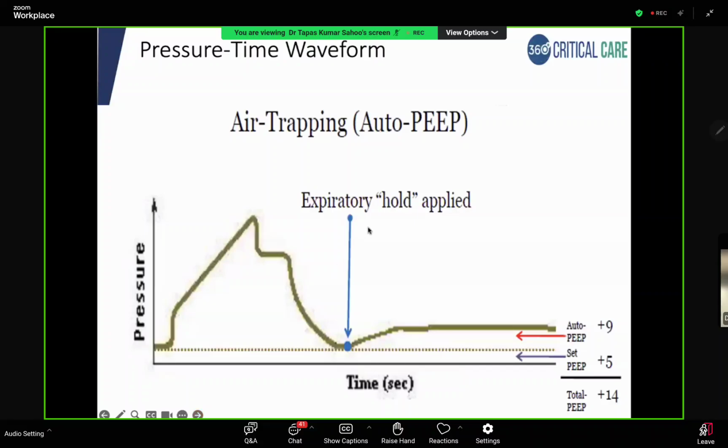Now here, when I am doing the expiratory hold maneuver, expiration is almost in the plateau phase, and you are getting +9 here. So that is the auto PEEP. If you are not getting it, that means there is no auto PEEP. So your set PEEP is +5 and your auto PEEP is +9. So total PEEP is 9 plus 5, which is 14.